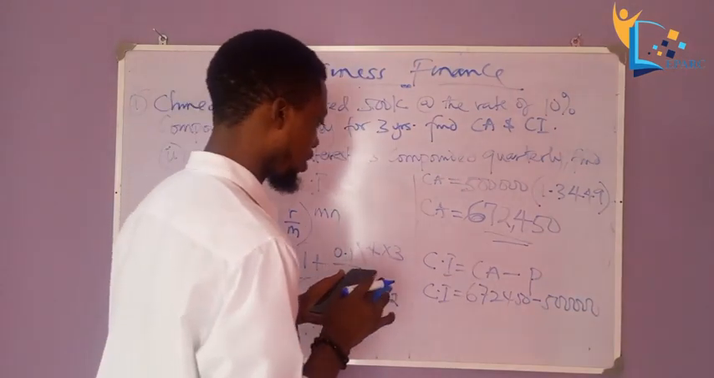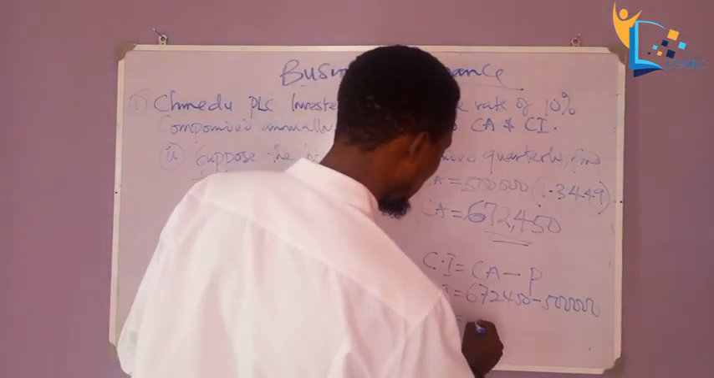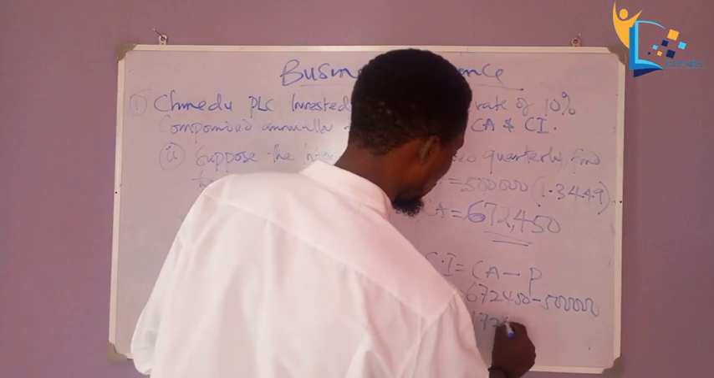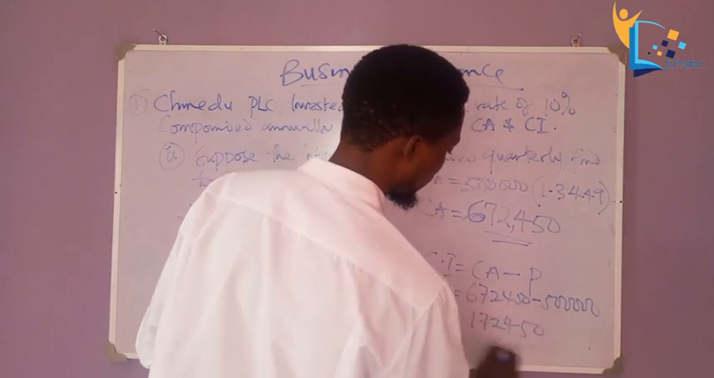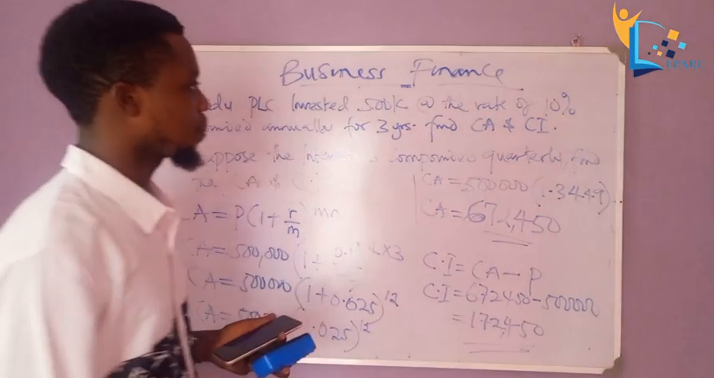672,450 minus 500,000 will give us 172,450. So this is our answer.